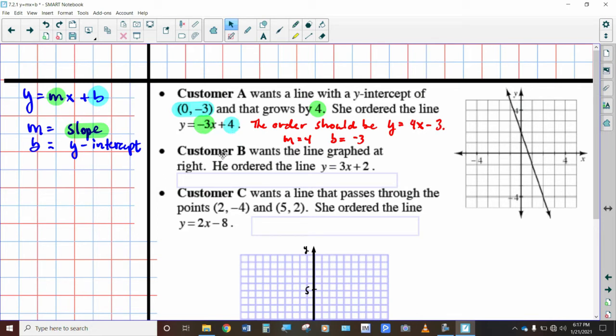All right, now let's look at customer B, which has to do with this graph right here. It says, customer B wants the line graphed at the right. He ordered the line y equals 3x plus 2. All right, take a look at that line. Would you please identify the growth rate or the slope of the line and the y-intercept of this line and make the determination of whether or not you believe this customer placed the correct order with y equals 3x plus 2. I'm going to go ahead and pause while you think that through and figure that out.